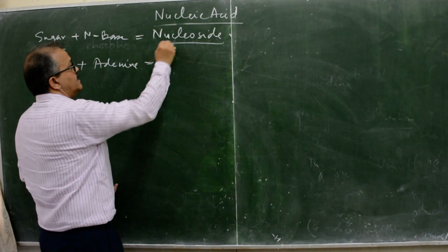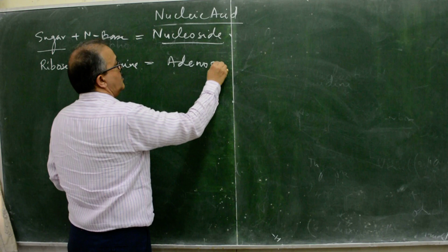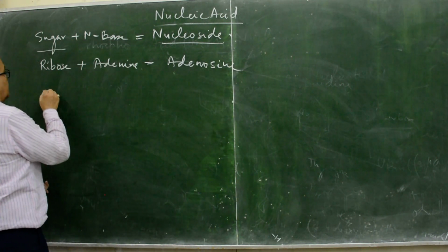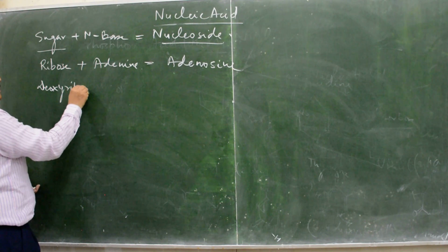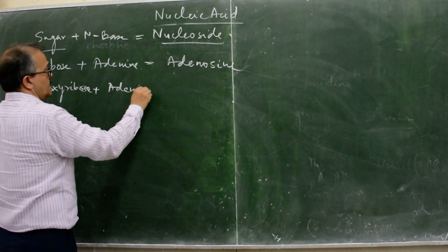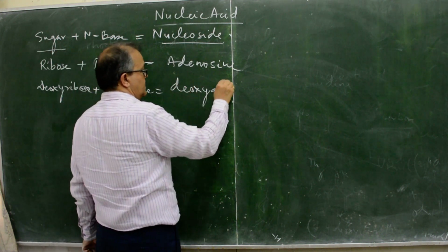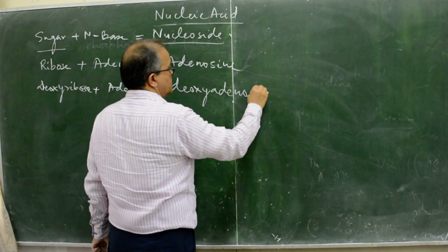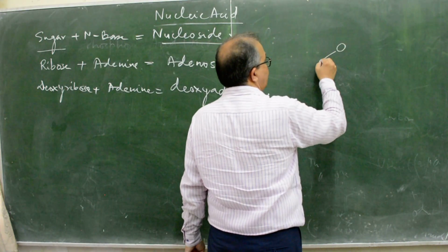Ribose plus adenine will be called adenosine. Suppose it is deoxyribose sugar plus adenine. It is deoxyadenosine. Very simple structure. You have to remember that.